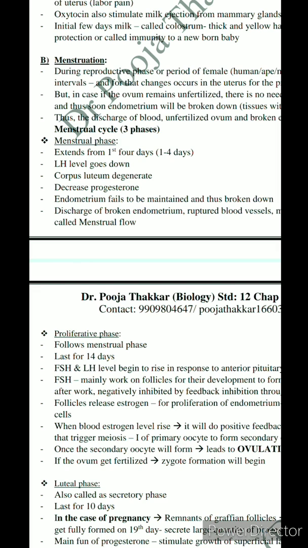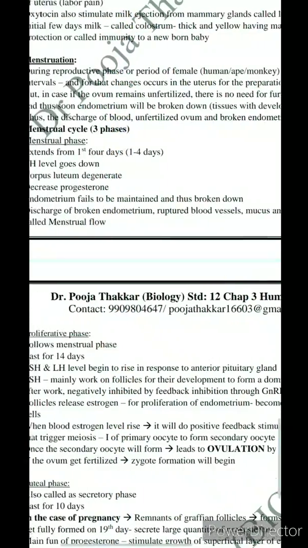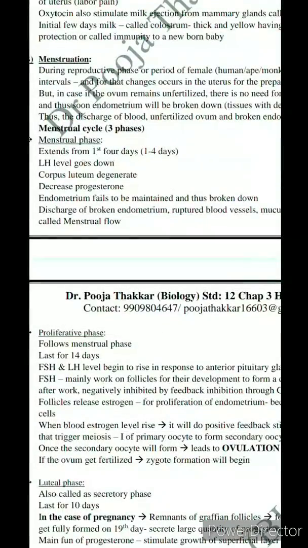That's why the corpus luteum will degenerate in this case, and that will form the corpus albicans, which is a very small ruptured structure that will soon degenerate. A decreased level of progesterone will occur. The endometrium fails to be maintained and thus it breaks down. The discharge of this broken endometrium as well as ruptured blood vessels, with mucus and the unfertilized ovum, takes place through the vagina. This is called menstrual flow.